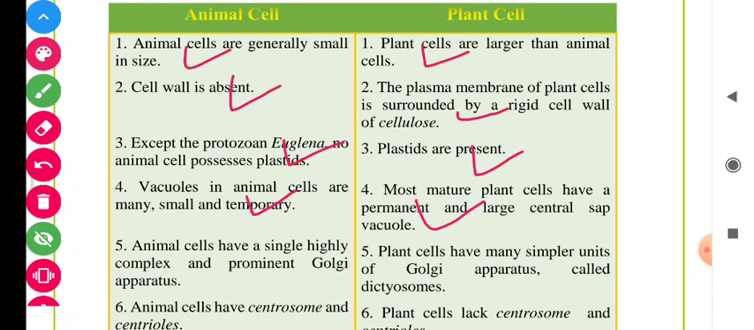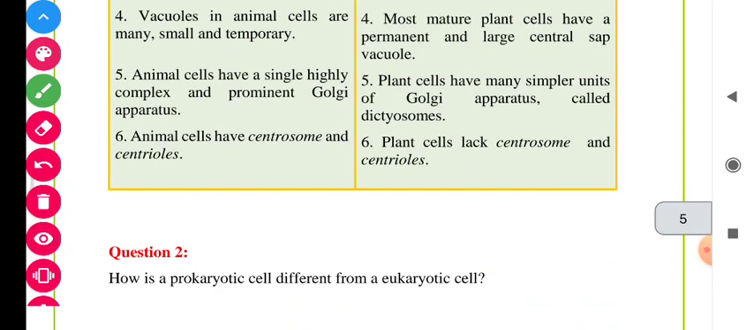Animal cells have a single, highly complex and prominent Golgi apparatus, while plant cells have many simpler units of Golgi apparatus. Means here a single Golgi apparatus is present, while inside the plant cell many small Golgi apparatus are present.